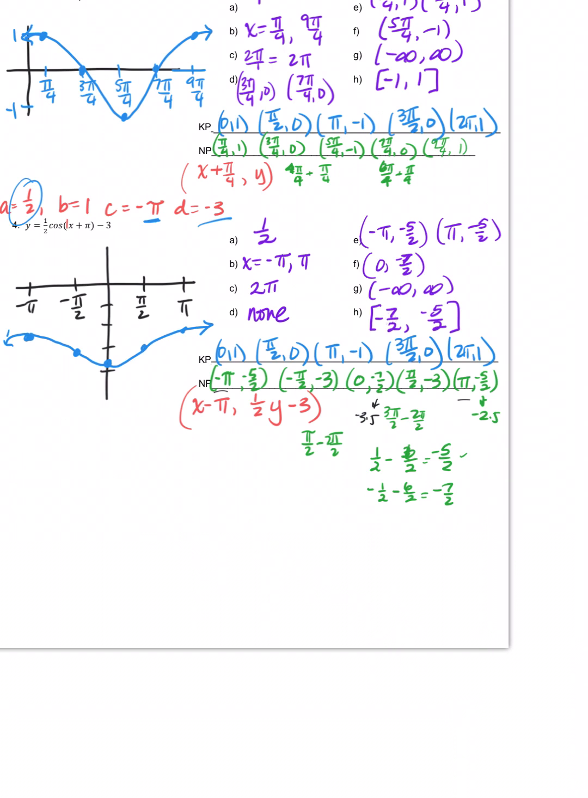Okay, so we're just doing more practice of the same. Hopefully this is getting better for you, more repetitive, you're getting the process down.